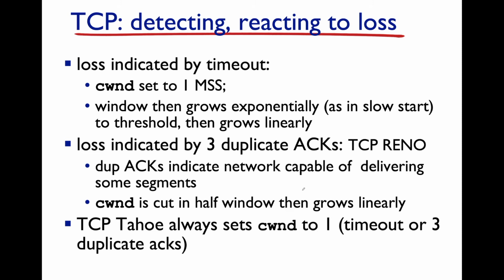There is another version of TCP called TCP Tahoe, and it always sets the congestion window to 1 if you have a timeout or triple duplicate ACKs. So it takes the same response, says, let me start from scratch again and start that exponential increase, using that additive increase approach to growing the congestion window size, 1 increment of MSS per acknowledgement.